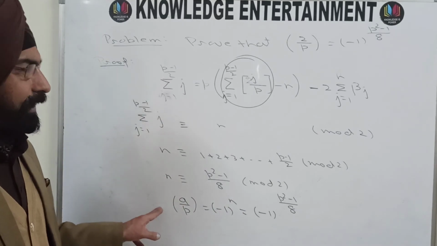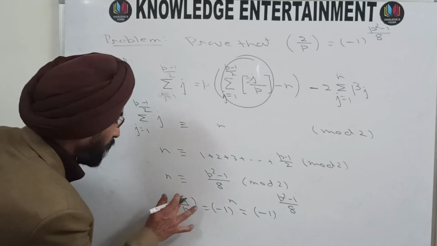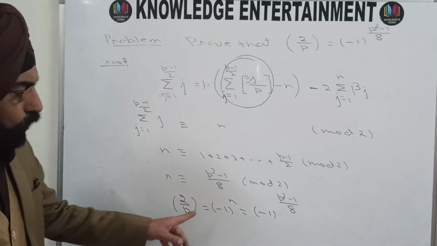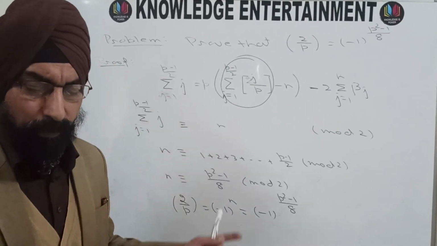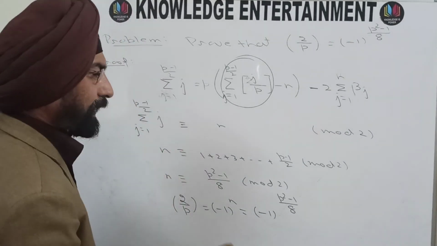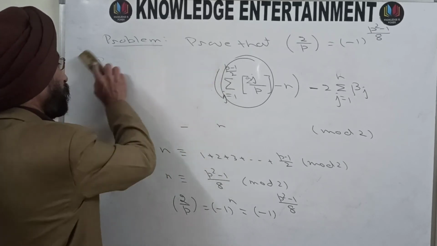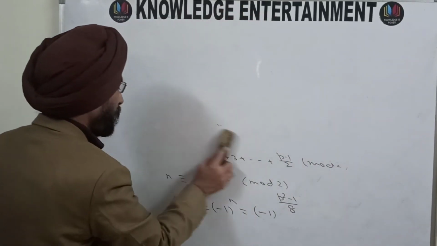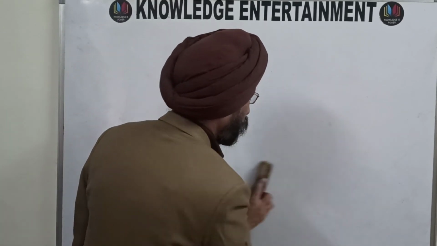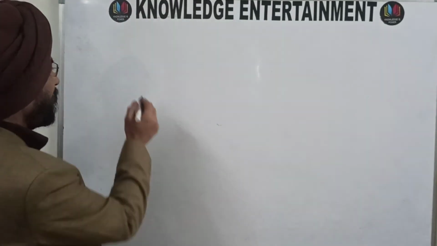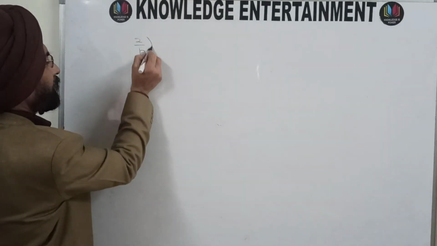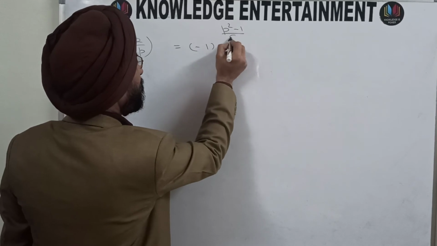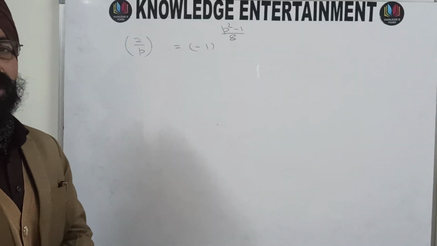So your a by p. But what was a? Your a in this question was 2. So therefore the Legendre symbol 2 by p is equal to minus 1 raised to the power (p square minus 1) by 8, which is a very important application of the previous theorem that we have done. Further, another thing is to be observed. What we have just proved now is that the Legendre symbol 2 upon p is equal to minus 1 raised to the power (p square minus 1) by 8. Your p is an odd prime.